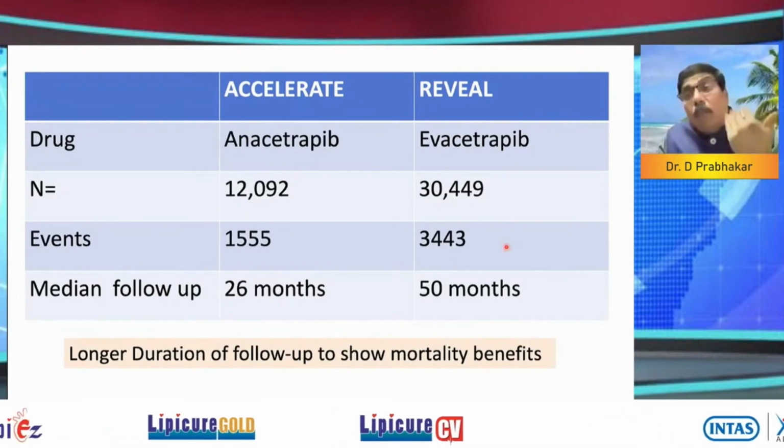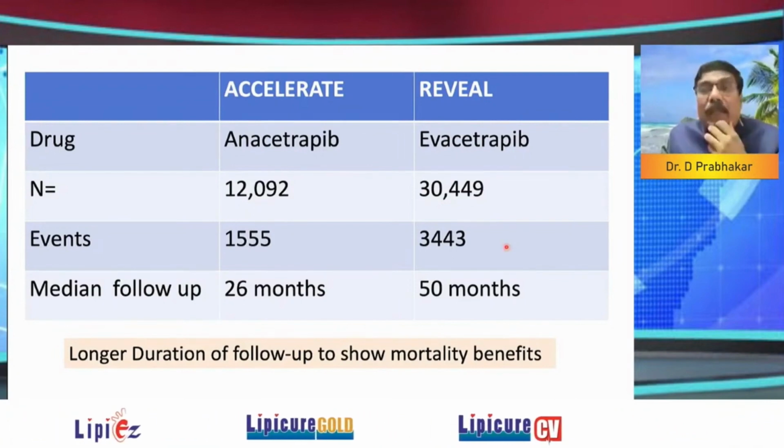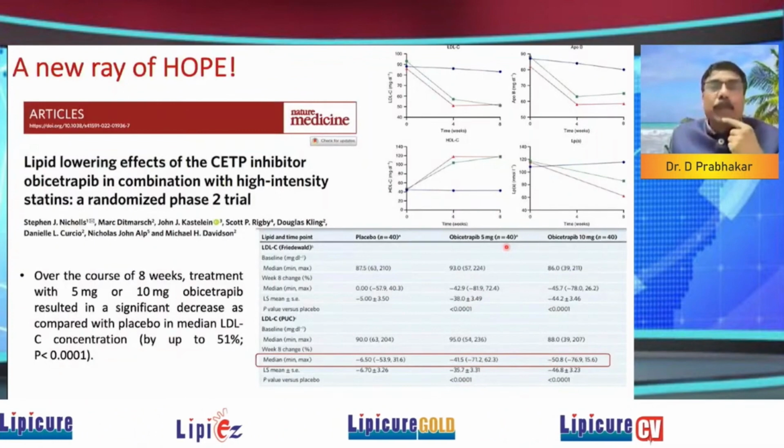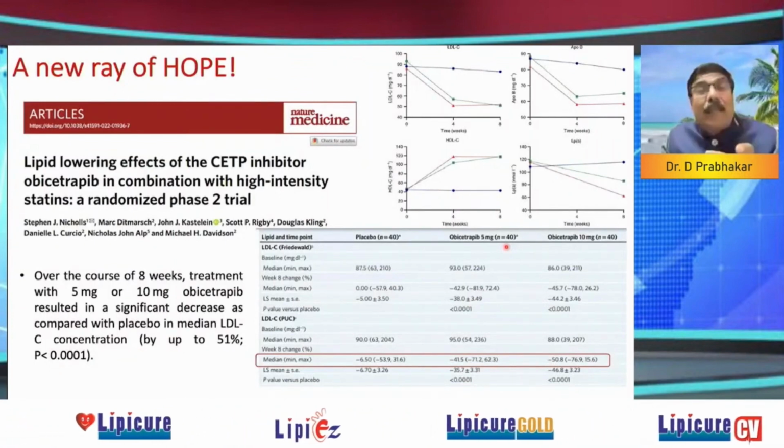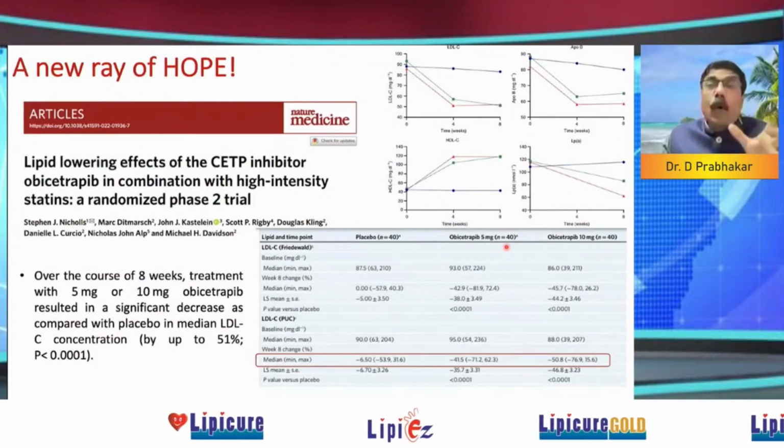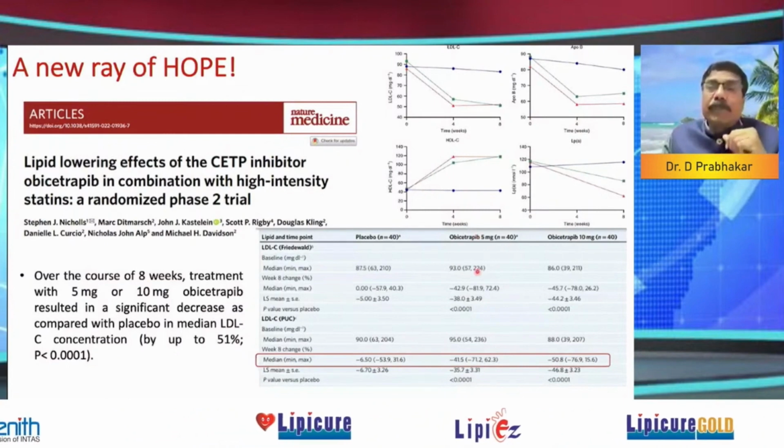Probably if you look at a longer duration, you're going to show mortality benefits, and I think it's very clearly shown in this group of patients. Now, after all this, the next drug came in, which is called obicetrapib. Obicetrapib was studied at two doses, 5 milligrams and 10 milligrams.